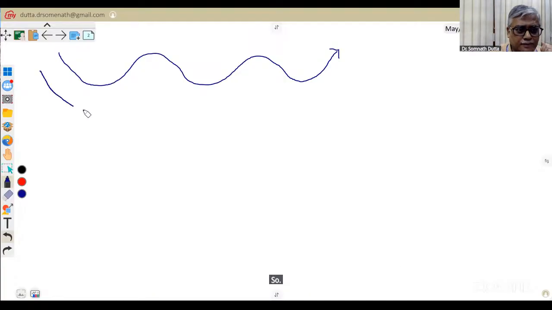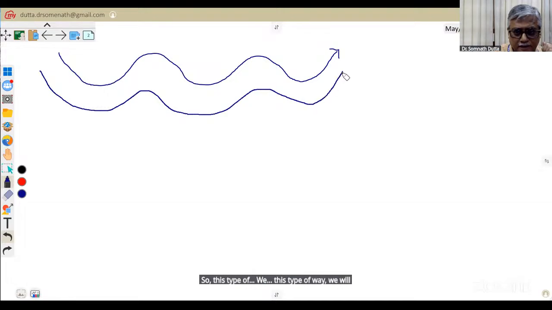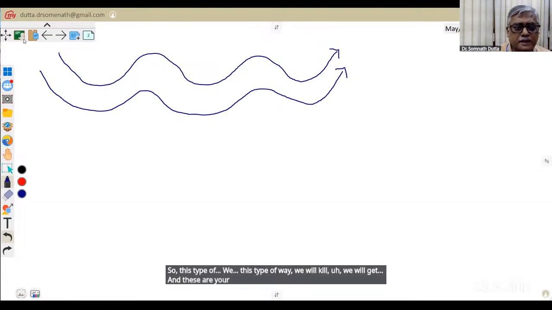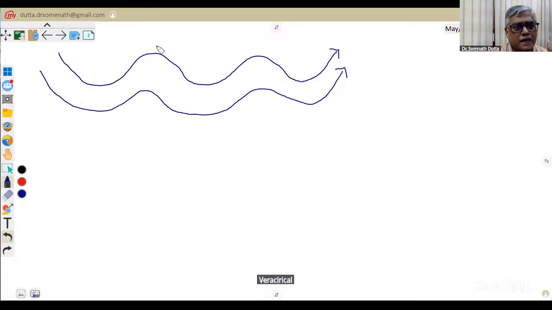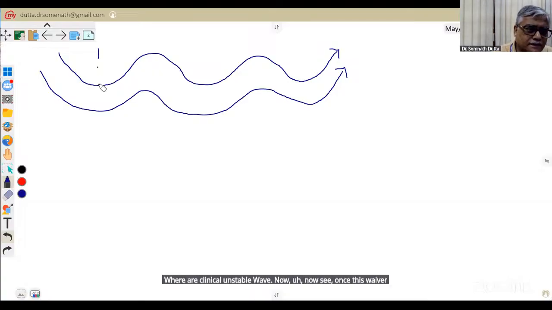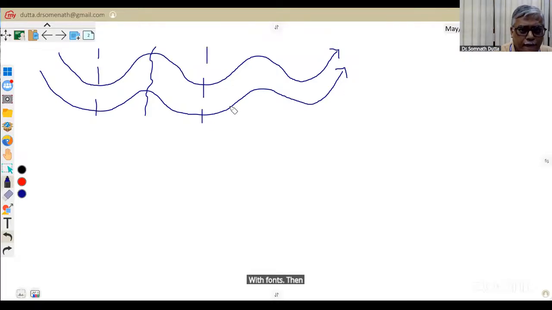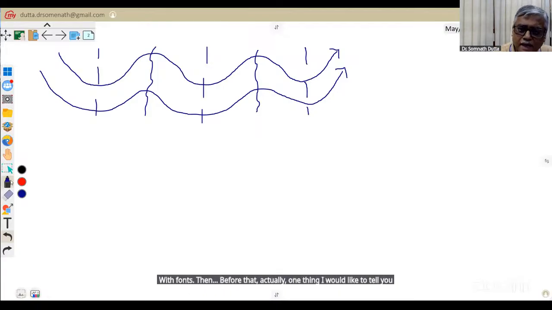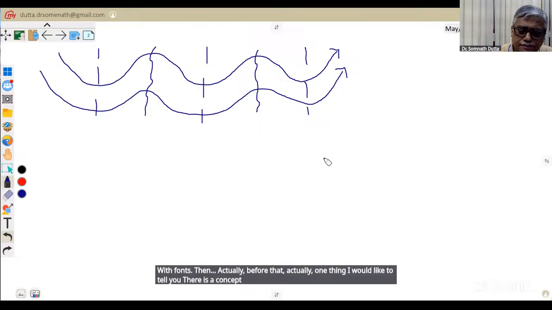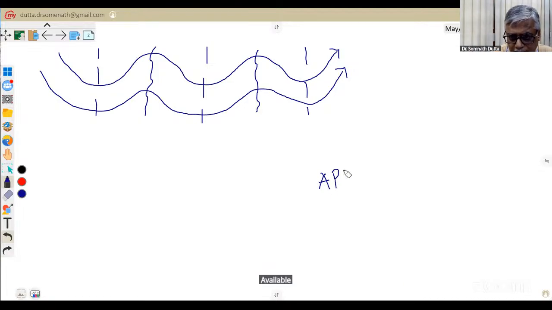So this type of wave, you will get, and these are your baroclinic instability, baroclinic unstable wave. Now see, once these waves are generated, before that, actually, one thing I would like to tell you, there is a concept. The name of the concept, I will tell you in my next lecture, is available potential energy.